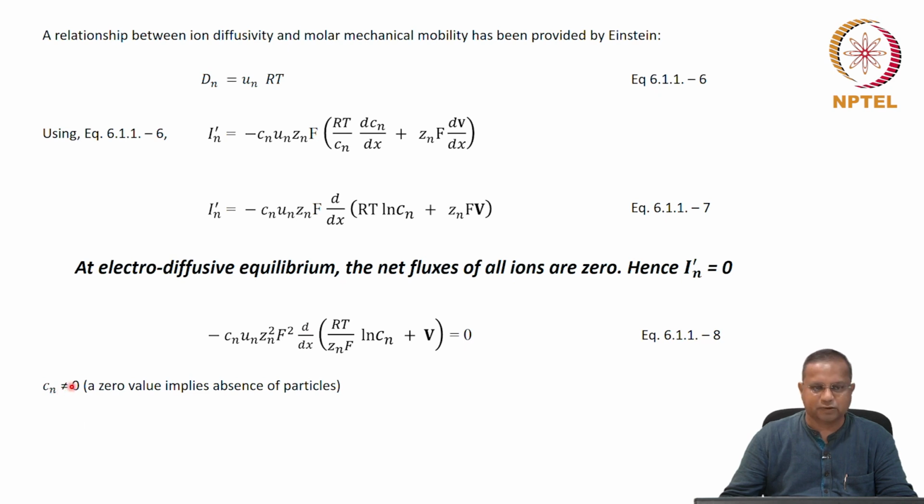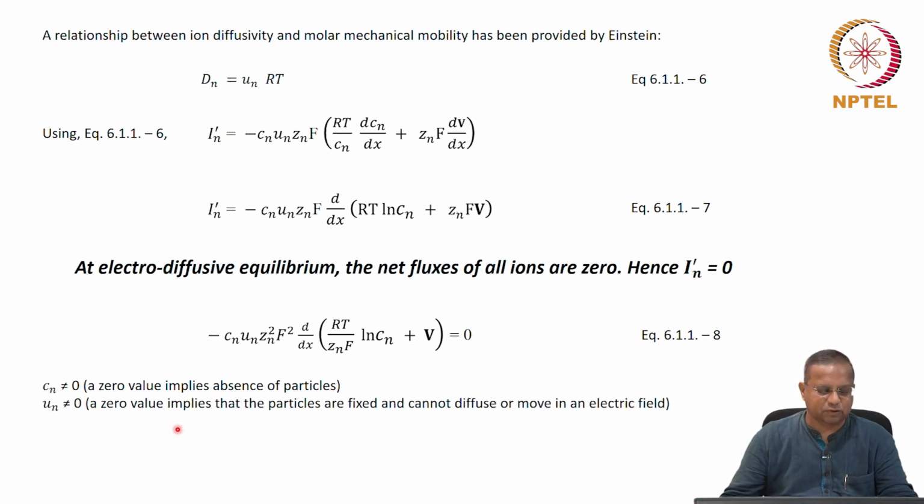Cn cannot be 0, because the 0 value implies absence of particles, a meaningless situation. Un cannot be 0 because the 0 value implies that the particles are fixed, with no molar mechanical mobility, which means the particles cannot diffuse or move in an electric field. That's meaningless again. Zn, of course, cannot be 0 because the 0 value implies uncharged particles, which is again irrelevant here. F is Faraday's constant, certainly not 0.